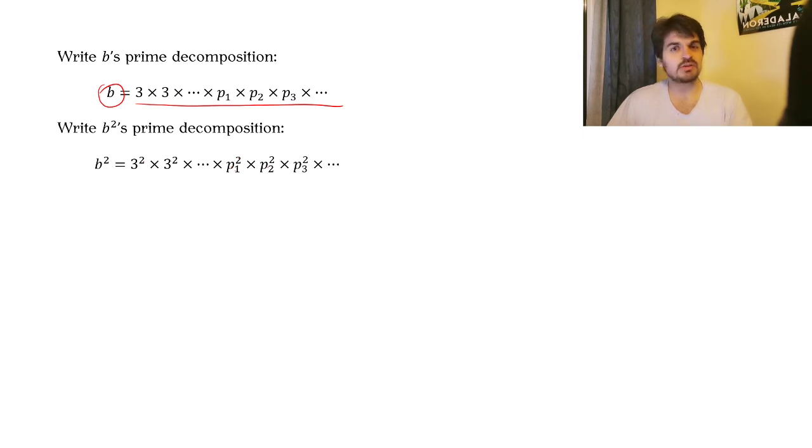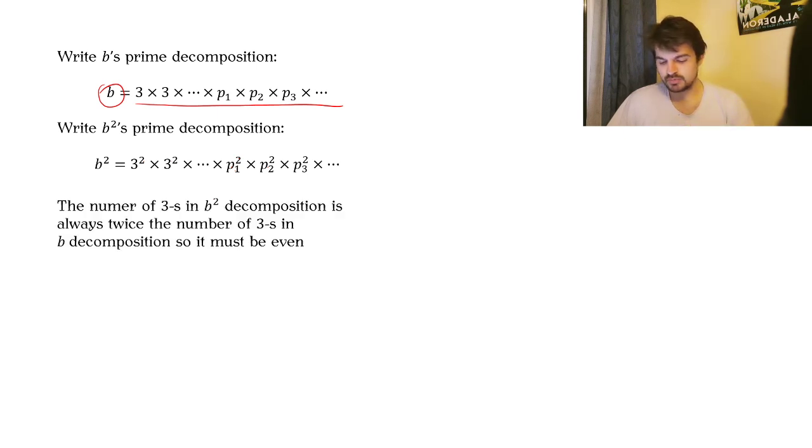If you think about primes as building blocks, for a square there'll always be an even number of each building block. There'll always be an even number of each prime number in the decomposition, right? Again, the number of 3s in b squared's decomposition is always twice the number of 3s in b's decomposition, so it must be even, right? If there are 3 3s here, there will be 6 3s here. If there's 1 here, there will be 2 here. If there are 8 here, there will be 16 here. It's just how it works. Squaring doubles each factor, doubles the number of times that each factor appears there, right?